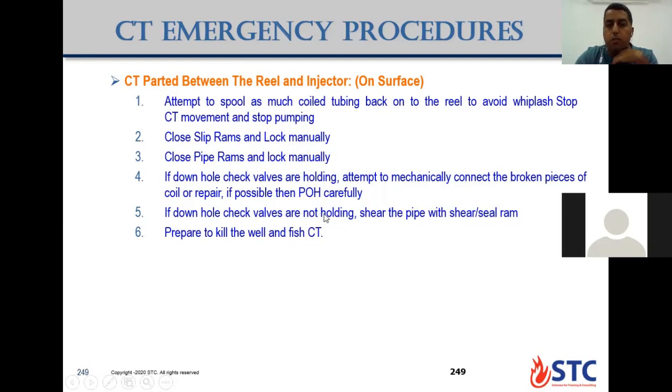If the downhole check valves are not holding, so you have out of control flow at the surface, then the last option here: you will shear the pipe with the shear seal, or if you don't have a shear seal in the rig up, you will have to shear with the shear ram in the quad BOP. Prepare to kill and make a fishing operation.